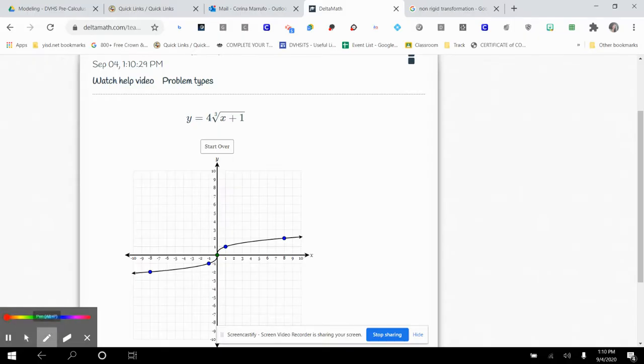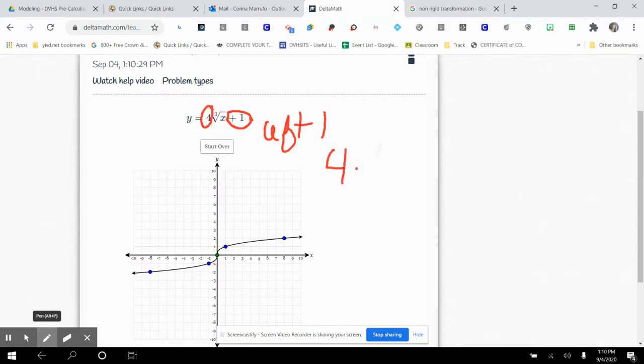So we're going to go ahead and perform, I don't think it matters which one we perform first, but this plus 1 is going to tell me that I'm going to move to the left 1 unit. This one's going to tell me that I'm going to take 4 and multiply it times my function. So f of x really means y. I'm going to take 4 and multiply it times my y value. I'm going to do that one first.